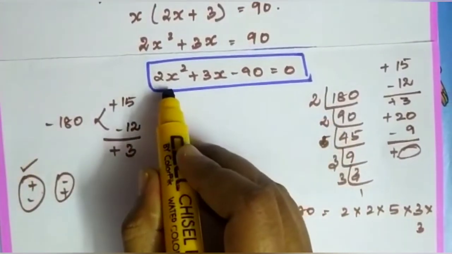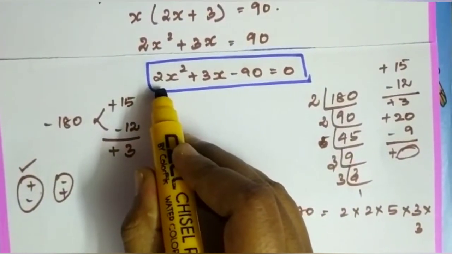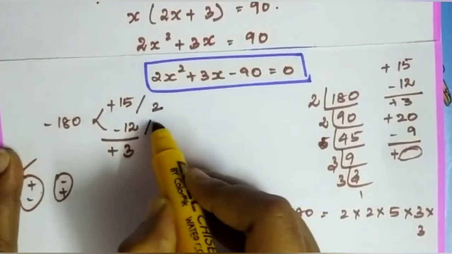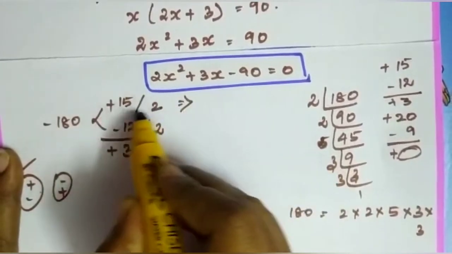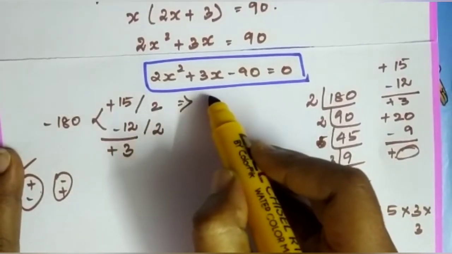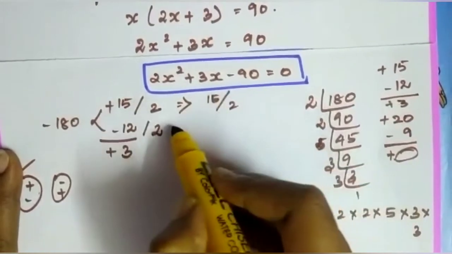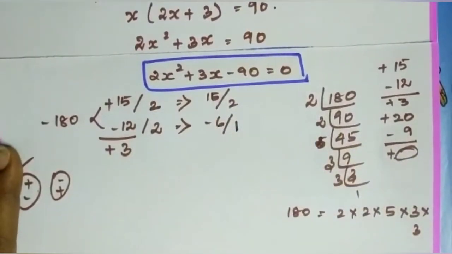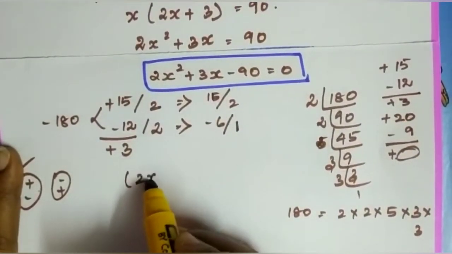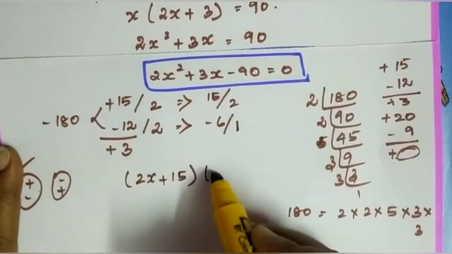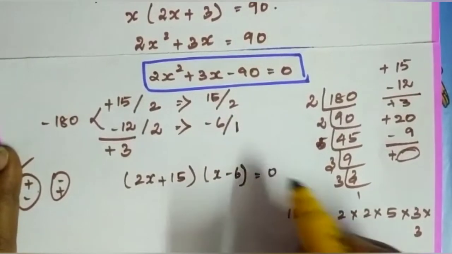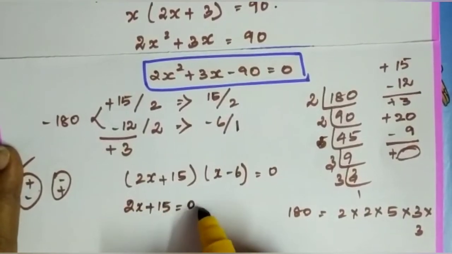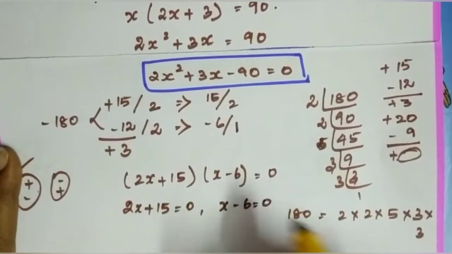We can't write straight away because we have a number 2 with the x square. So we have to divide by 2. You can't divide 15 and 2, so write it as it is. And you can divide this one, minus 12 by 2 is minus 6 by 1. Now you can write the factors: 2x plus 15 and x minus 6 is equal to 0. 2x plus 15 is equal to 0 and x minus 6 is equal to 0.